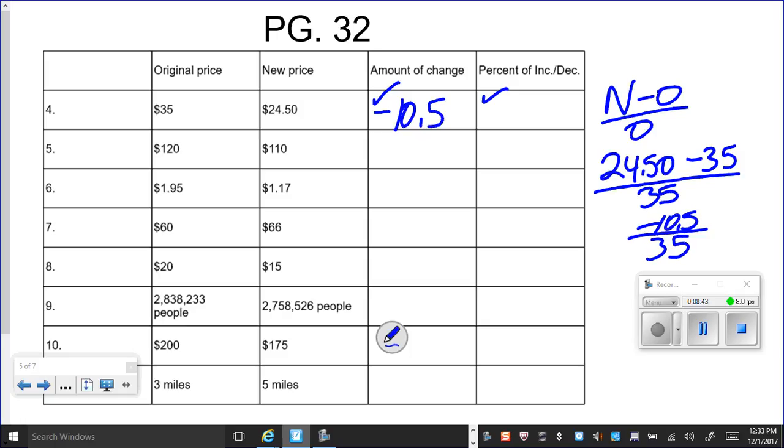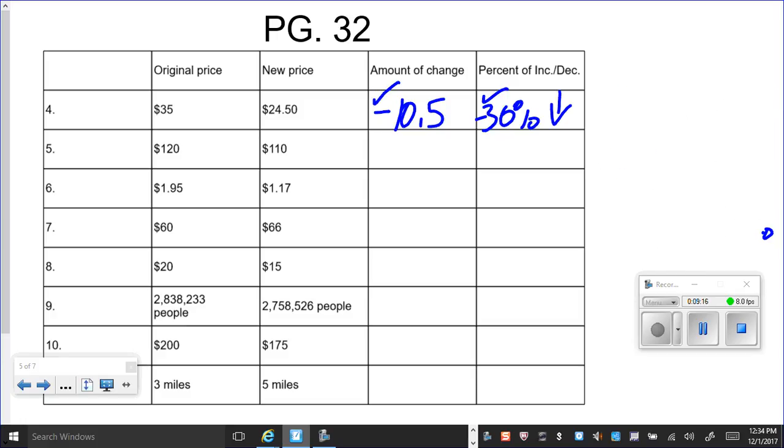Remember that negative and the positive is important because it helps us to decide if it's an increase or decrease. When you divide 10.5 by 35, what do you get? 30%. And you can just write an arrow, right? We're going to say that's a negative 30%. That's going to be what? A decrease. It's going to be a decrease. All right.